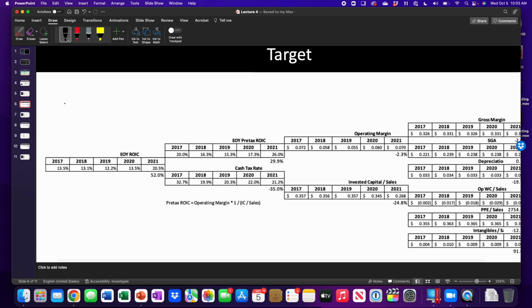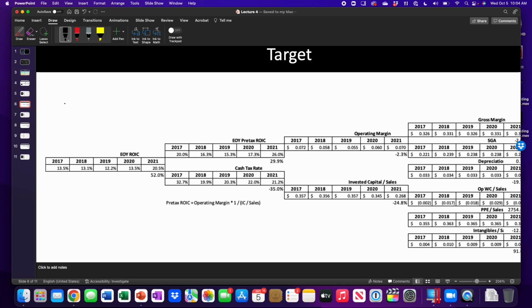This is Target, or some people call this Target. Okay, so again, 5 years, 2017 to 2021. Start out with 2017. In 2017, Target's ROIC after tax was 13.5%. In 2021, it increased 52% to 20.5%. So they had a big jump in their after-tax ROIC.